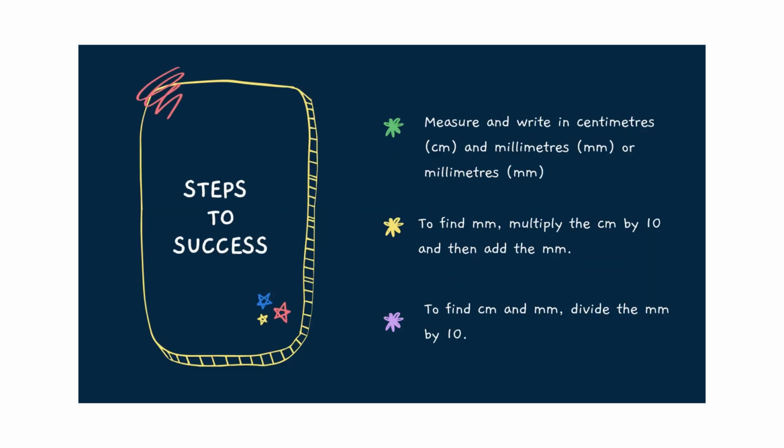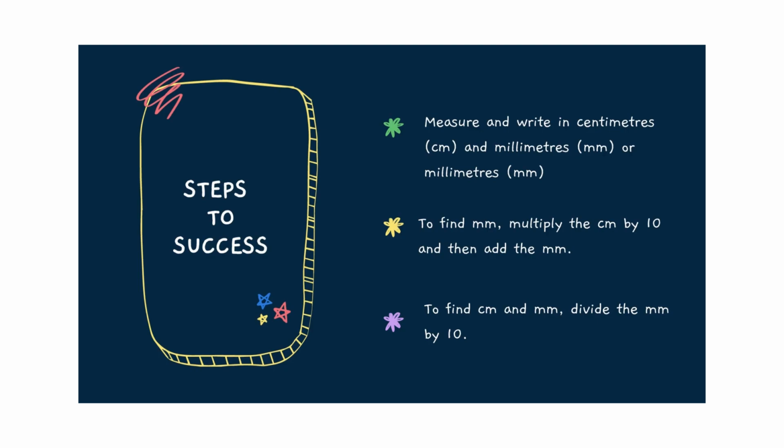Now, for your step to success, this again depends on the situation of your question. The first one is when we are using the ruler scale. You're going to measure and write in centimeters and millimeters, or in millimeters. And you can see the abbreviation there. Centimeters will be cm, millimeters will be mm.